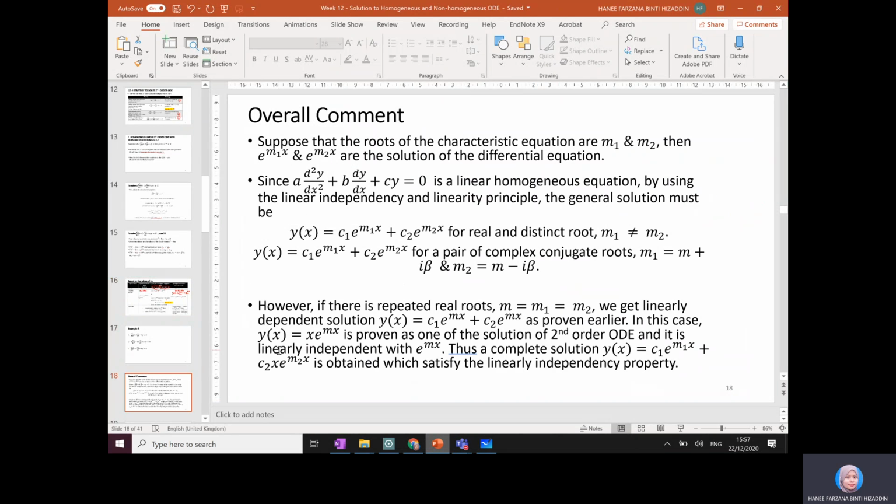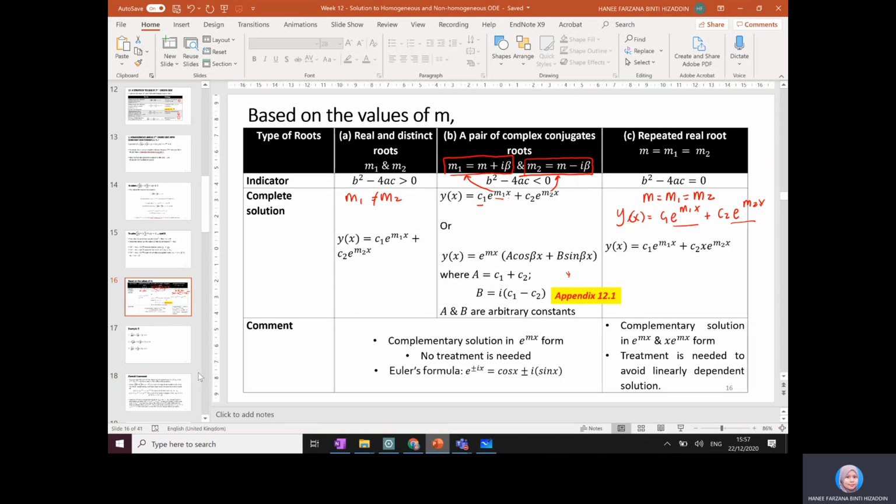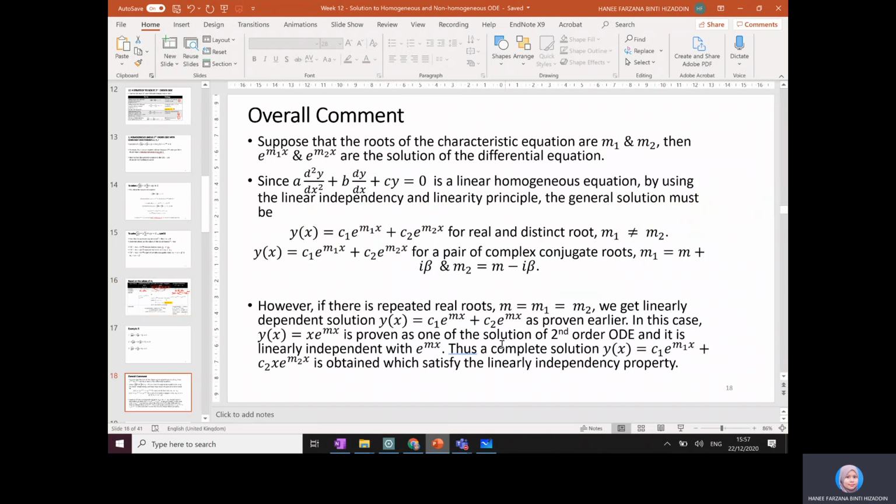So some overall comments. Suppose that the roots of the characteristic equation are m1 and m2, then this would be the solution for the differential equation. So this is your y1 and this is your y2. Since a d2y dx squared plus b dy dx plus cy equals 0 is a linear homogeneous equation, by using the linear dependency and linearity principle, the general solution is like this. Basically, the overall comment here is what we have summarized in this table here. So you can just read it through.